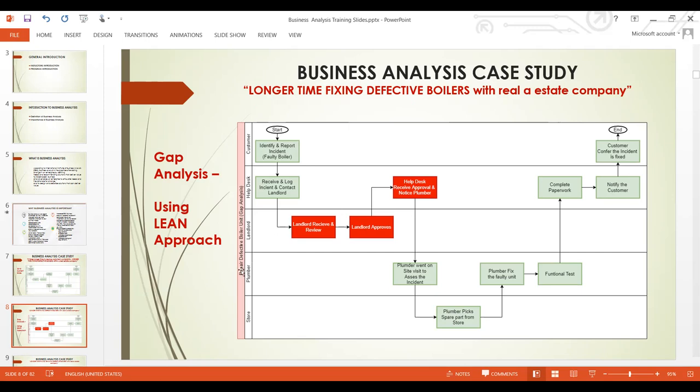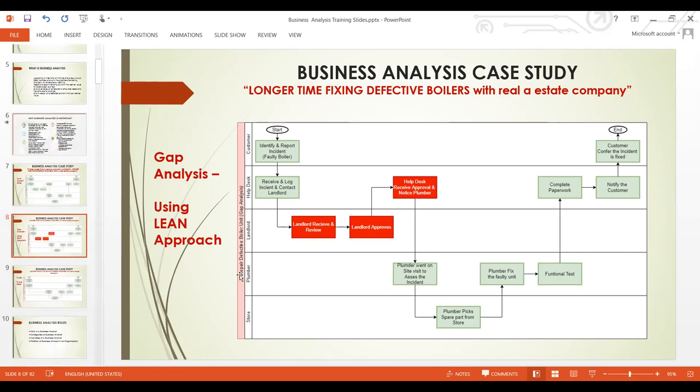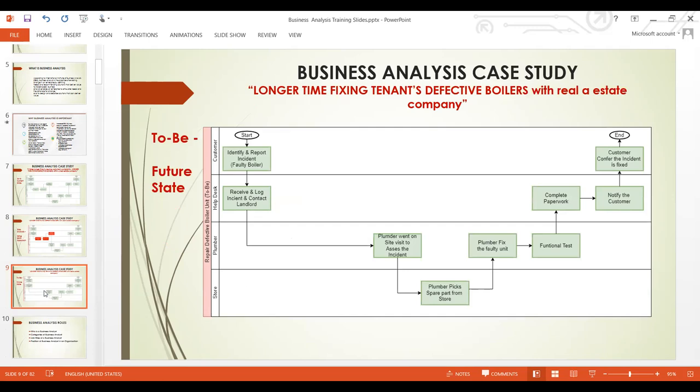So after doing that, what do we do? We come to the future map, that is, the to-be. Now we have removed the landlord here. You can see this landlord swim lane is gone. In order to improve the process, we remove the landlord from this picture. And that will reduce the time to fix this boiler.